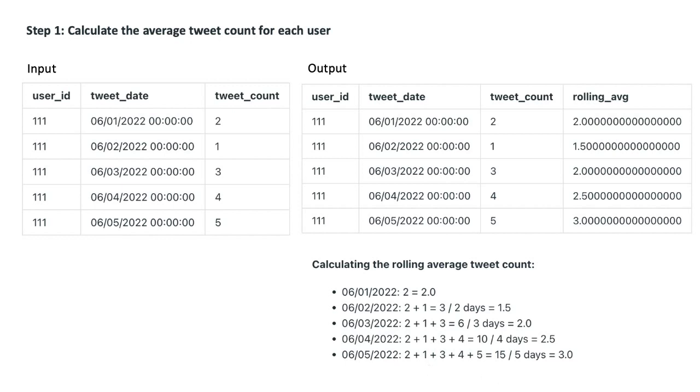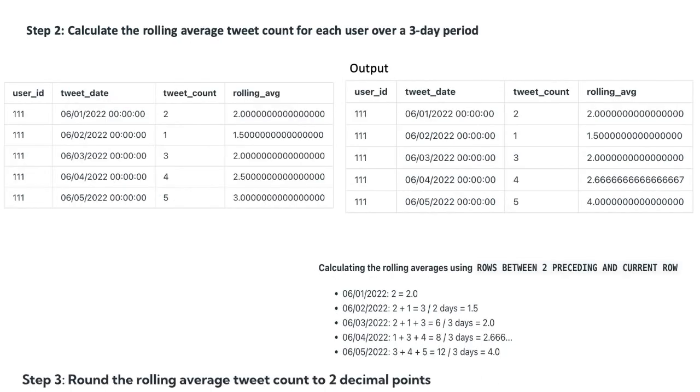The next step is to calculate the rolling average tweet counts for each user over a 3 day period. Likewise here, on 6-1, we have only 1 record, so our average is 2. On 6-2, we are finding the average of 2 days. And for the remaining days, we are finding the average of prior 3 days. And the last step is to round the result to 2 decimal places. I hope the approach is clear. Now let's get into the implementation.